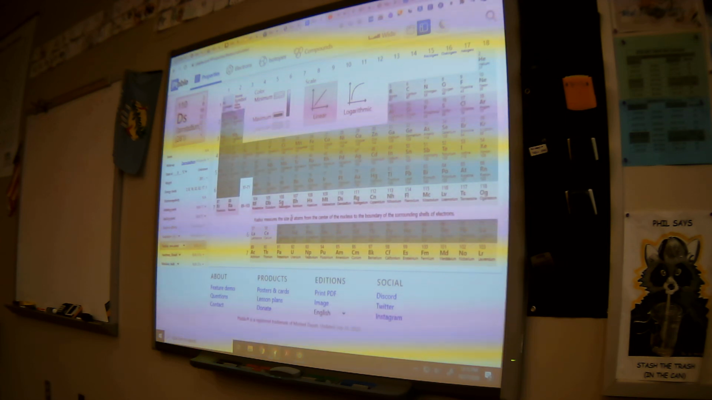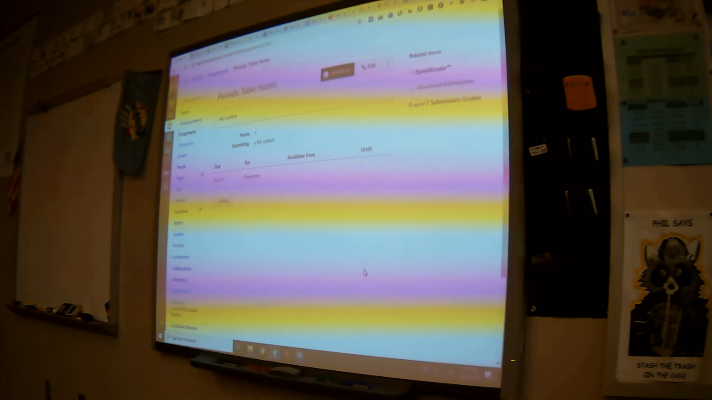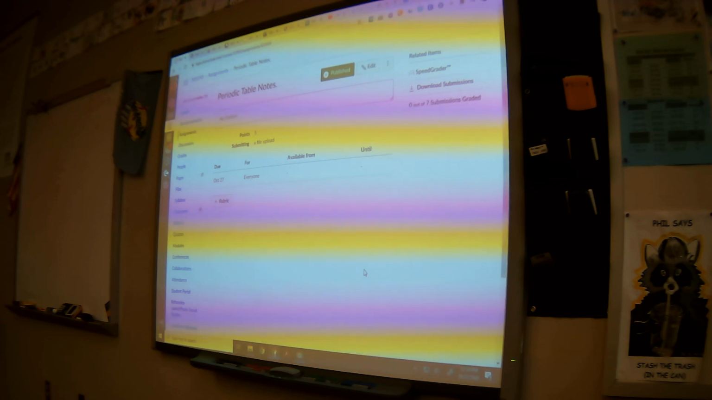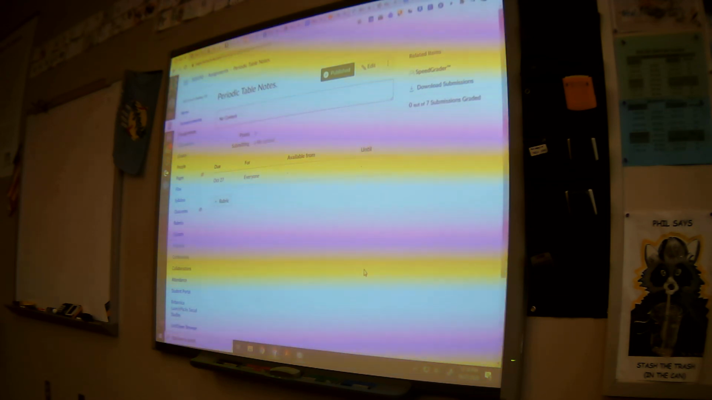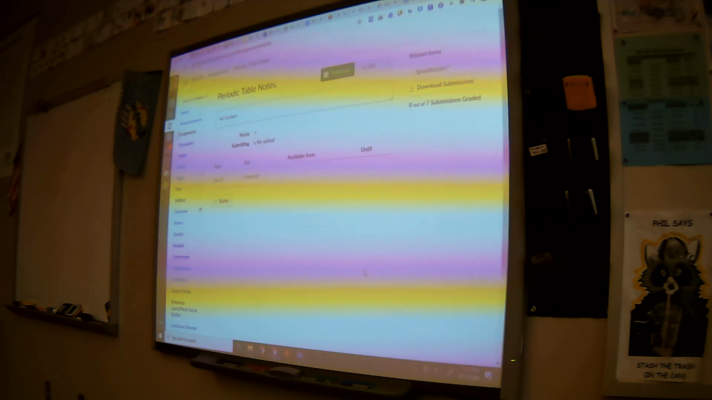When you're done with that, there is an assignment that you can put it in. Periodic table notes. You can go through and submit it onto that. You can either do one of two things. In your group, you can put everyone's name on one paper, and then everyone take pictures of it and submit it. Or if you guys wrote your own paragraphs, submit your own paragraphs.